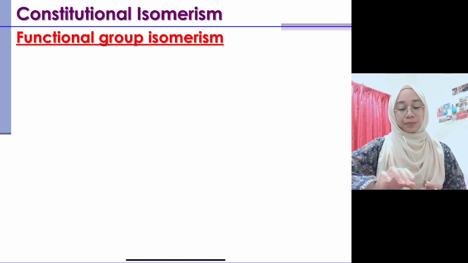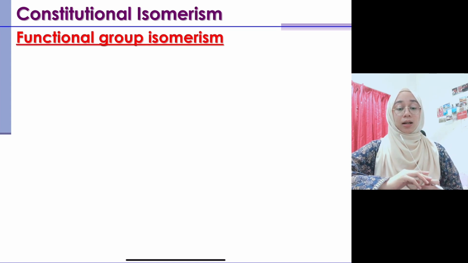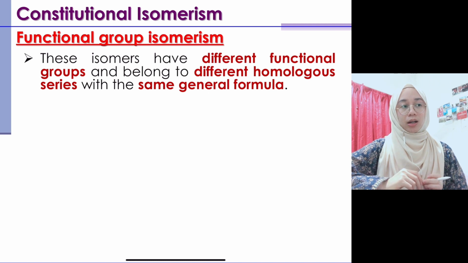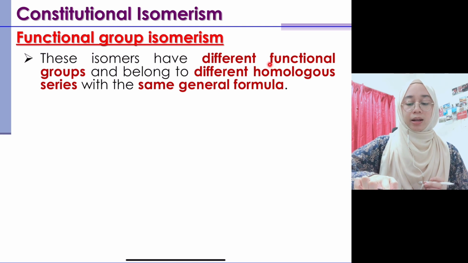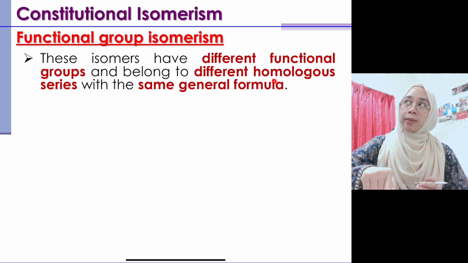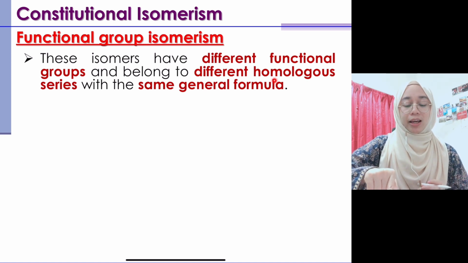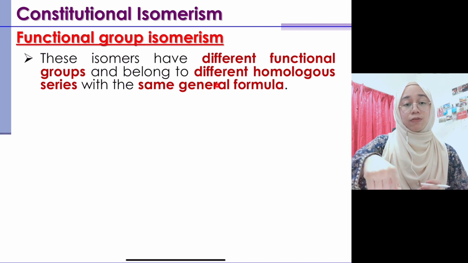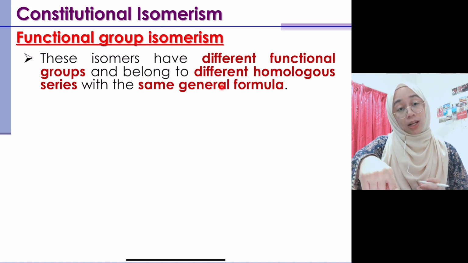Okay, so now let's go to the last constitutional isomerism, which is functional group isomerism. In this case, the compounds have totally different functional groups. Some you may see as the same, but basically most of them have different functional groups, and they will belong to different homologous series, meaning different classes of compound. But they have the same general formula, meaning the molecular formula is also the same.